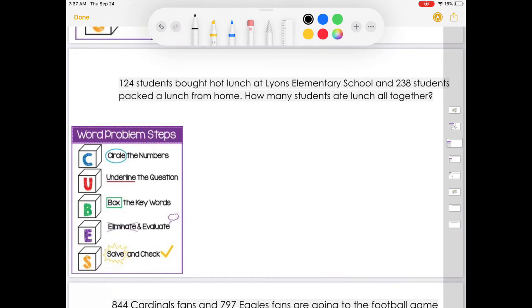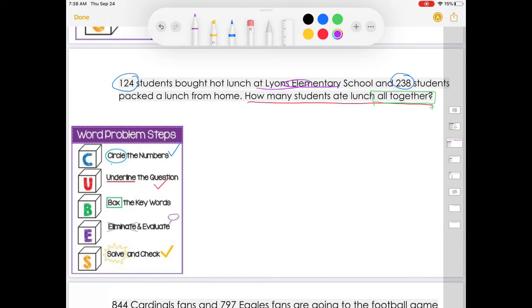124 students bought hot lunch at Lyons Elementary School, and 238 students packed a lunch from home. How many students ate lunch all together? So first thing I'm going to do is I'm going to circle the numbers. 124 students bought lunch, and 238 did that. Okay, so did that. Check. I'm going to underline the question. How many students ate lunch all together? Check. Boxing keywords. So these are the adding words, my math words that tell me I'm going to add. Students bought there, that packed a lunch. How many students ate lunch all together? So all together tells me, hey, I need to add. You can put a little plus sign there too to help remind yourself.